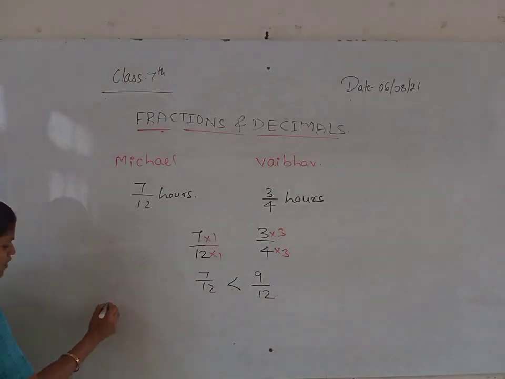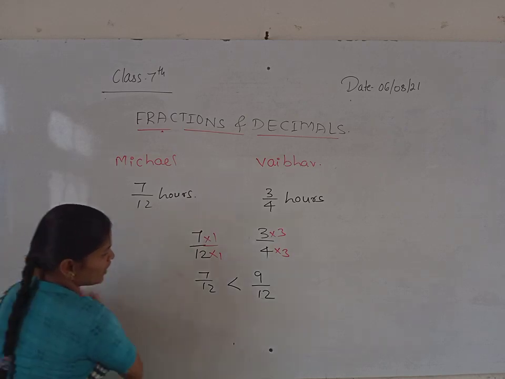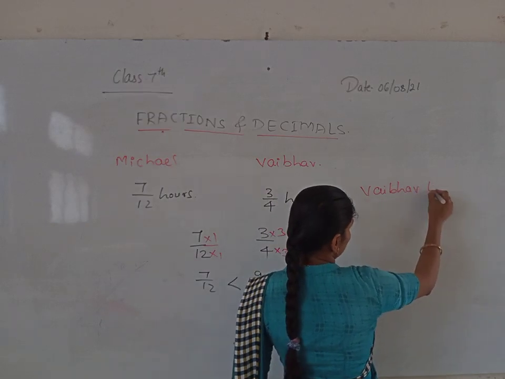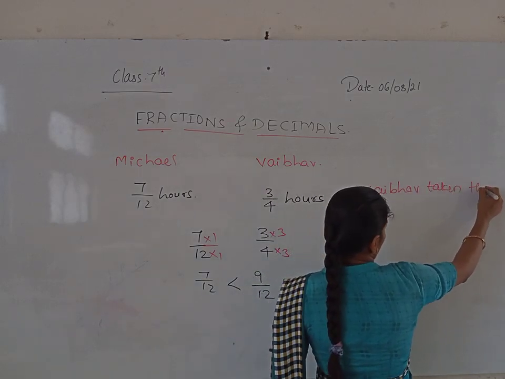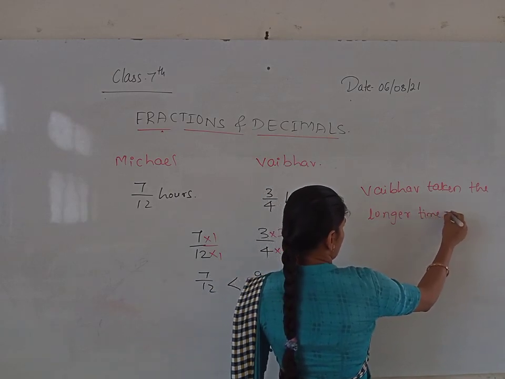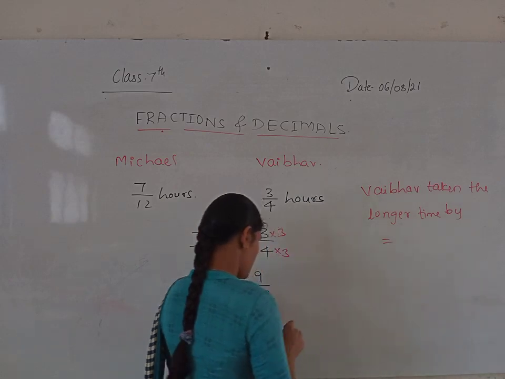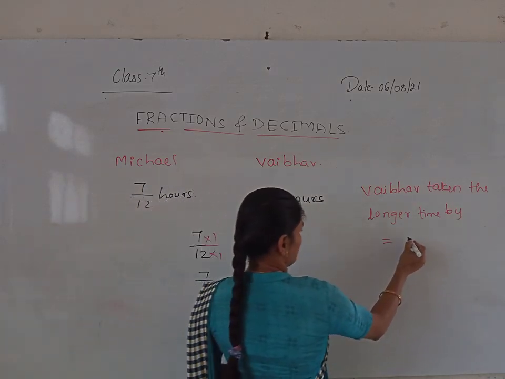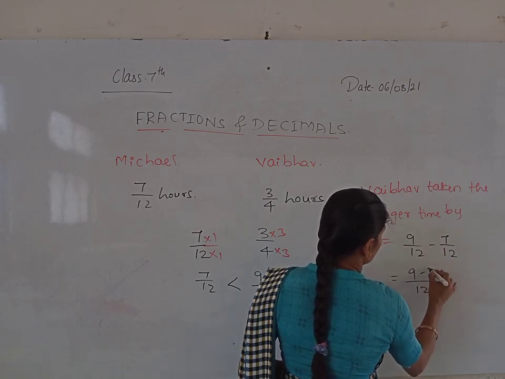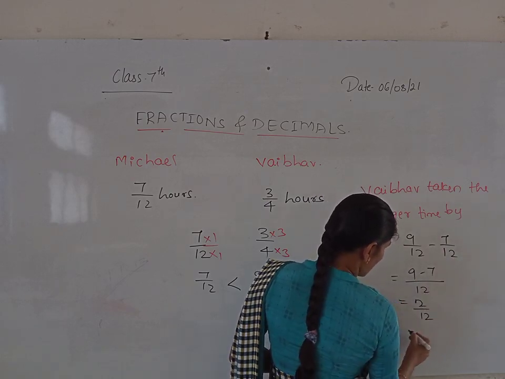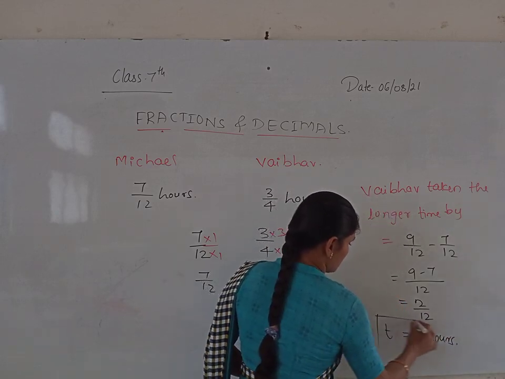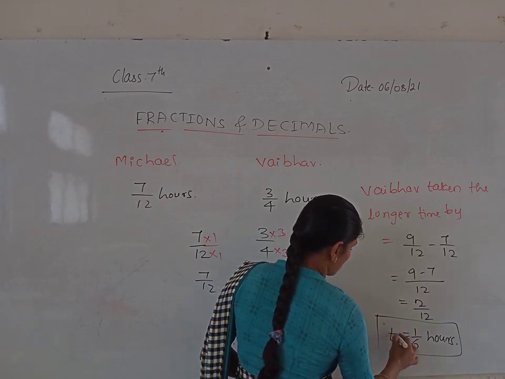We will do it now. Yes, we can take here. Vaibhav took the longer time. By how much? By what fraction? 9 by 12 minus 7 by 12. So denominator is same. 9 minus 7 is what? 2 by 12. We can write it as 1 by 6 hours. It took more time. That is 1 by 6 hours.